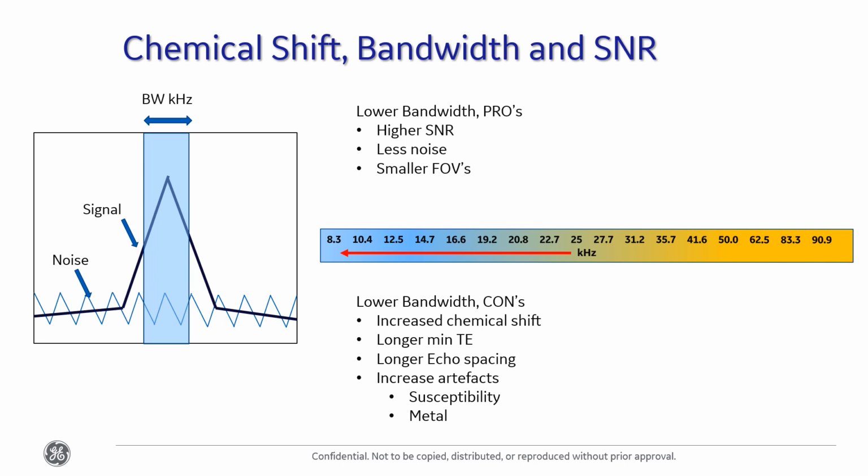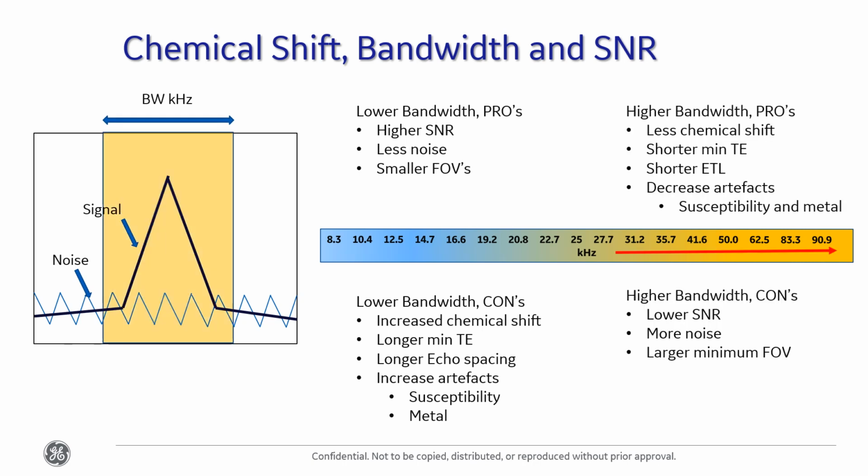So if we look at the use of lower or narrower bandwidths, we can see on the image that we're collecting most of our data in the middle of the FID and limiting the amount of noise, which means we have images with higher SNR and we have the ability to use smaller fields of view. The downside of this is we have increased chemical shift, longer minimum TE, longer echo spacings, which will also increase our blurring, and we're more susceptible to artifacts.